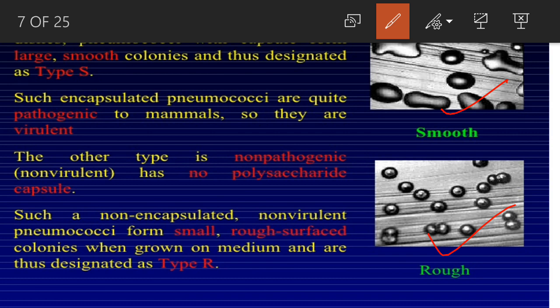So S colonies had a special coat of polysaccharide outside, whereas the R strain did not have any coat around it. When these bacteria were injected, the mice died due to the S strain of the bacteria because it caused pneumonia. But when mice were injected with the rough bacteria, the mice did not die because it is non-virulent.